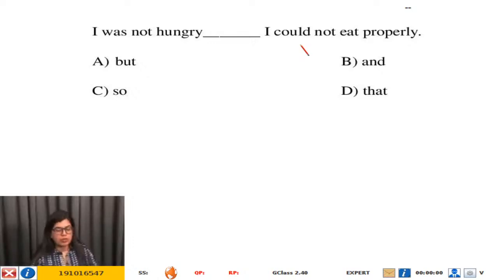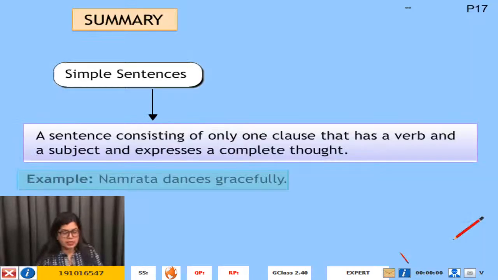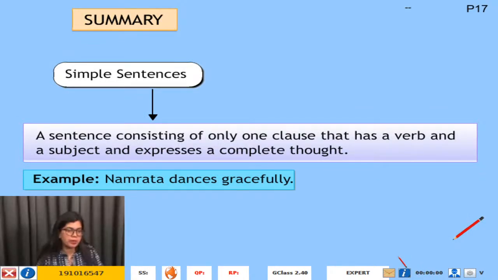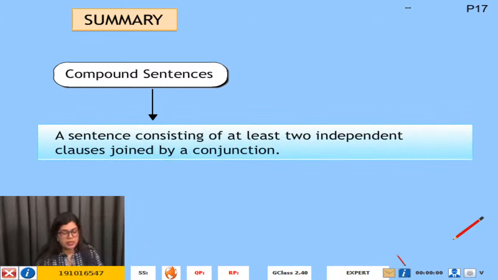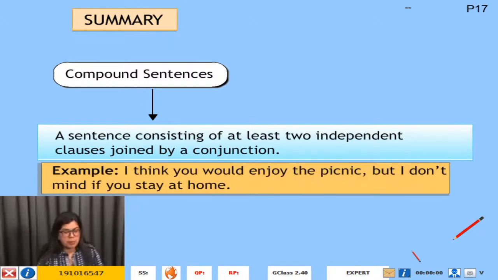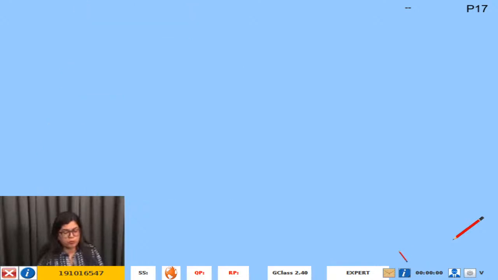Okay, so let us see what we have studied today. Simple sentences. A simple sentence consists of only one clause that has a verb and a subject and expresses a complete thought. Example, Namrata dances gracefully. Compound sentence. A sentence consisting of at least two independent clauses joined by a conjunction. Example, I think you would enjoy the picnic, but I don't mind if you stay at home.